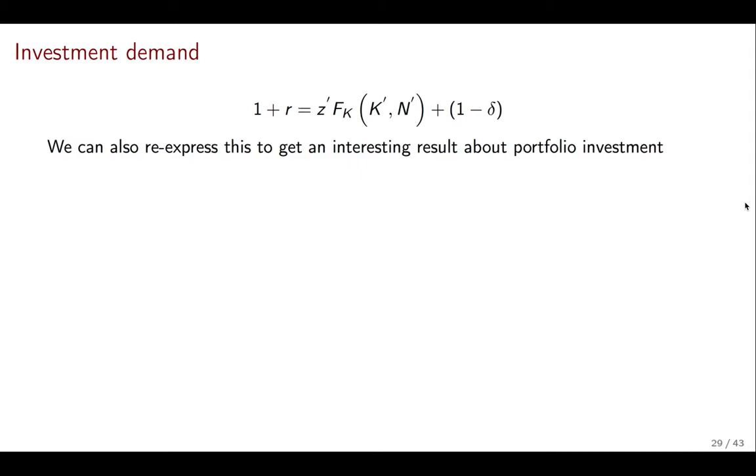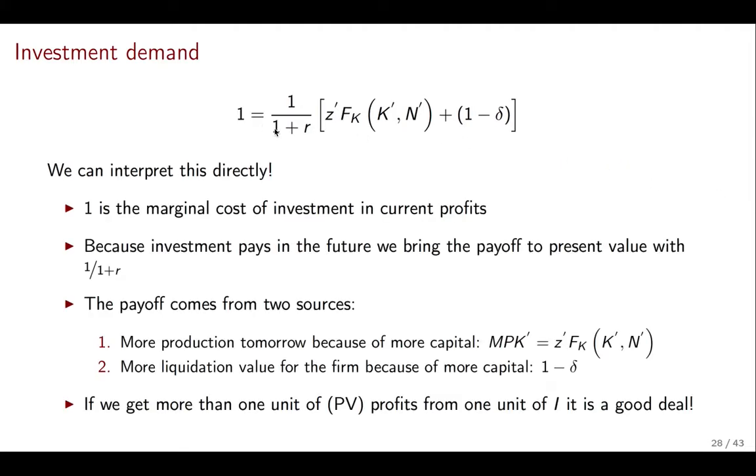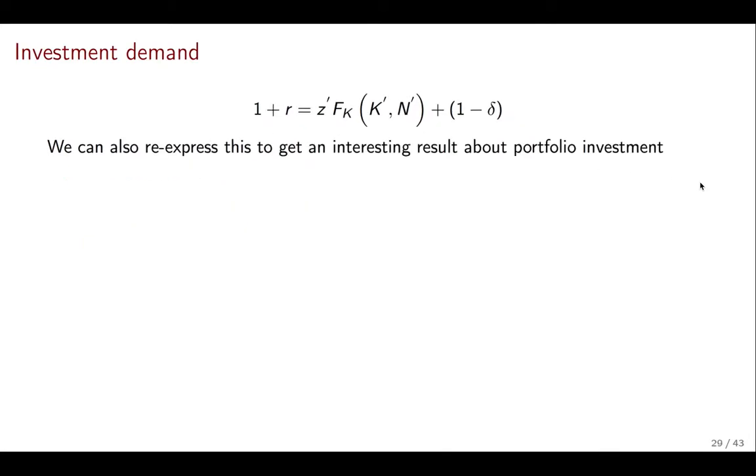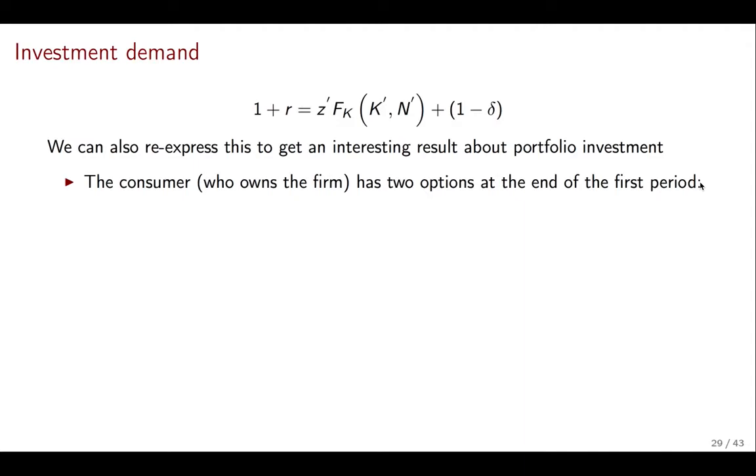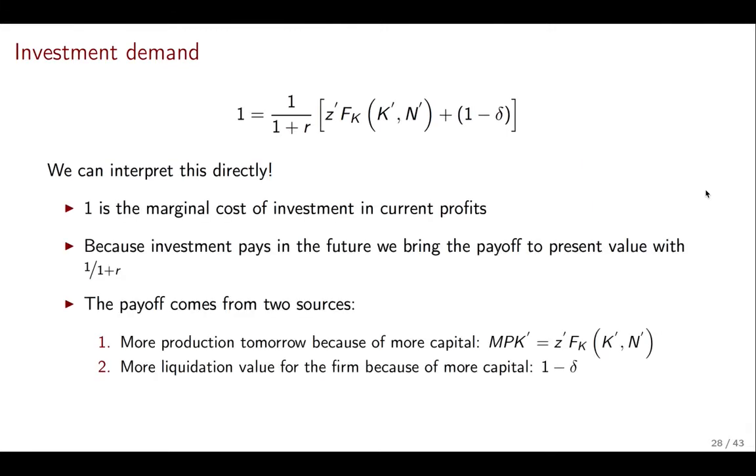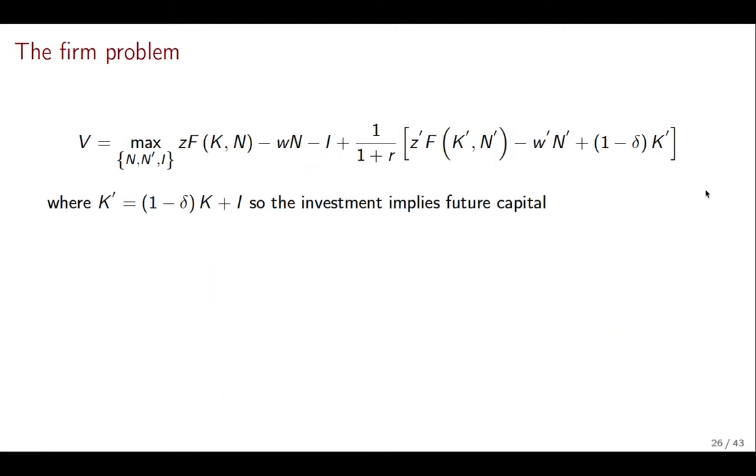Now, we can also re-express this to get an interesting result about portfolio investment. Here, the only thing I'm doing is taking this 1 plus R to the other side. That's going to change the interpretation a lot, even though it's the same equation. The consumer who owns the firm actually has 2 options at the end of the first period. Remember, the consumer is the one that owns the firm. What the firm wants to do is to give the consumer the highest amount of profits possible. The reason we're maximizing the present discounted value of profits, let me just go back, this is going to be dizzying, but it's worth it.